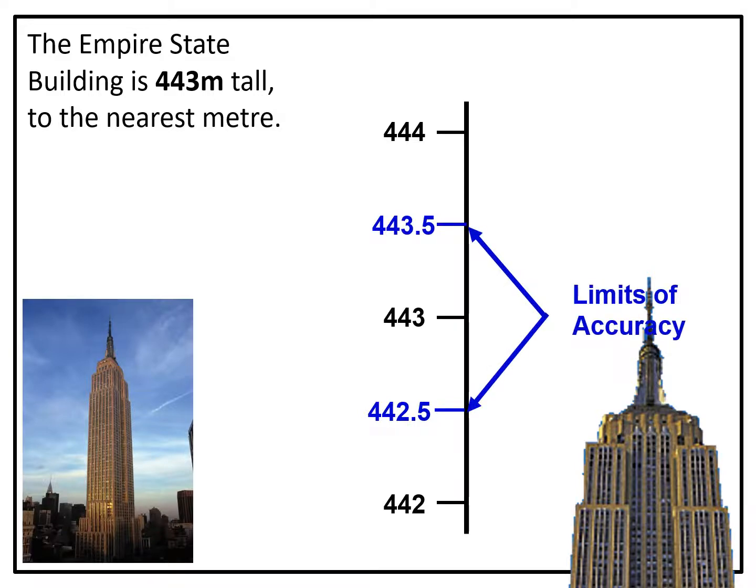We sometimes call these either side the limits of accuracy. So the range of values that the height could take are greater than or equal to 442.5 up to 443.5.